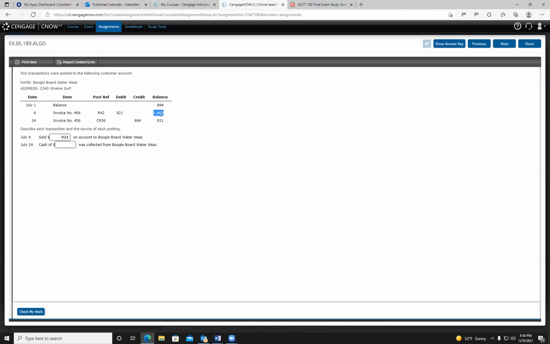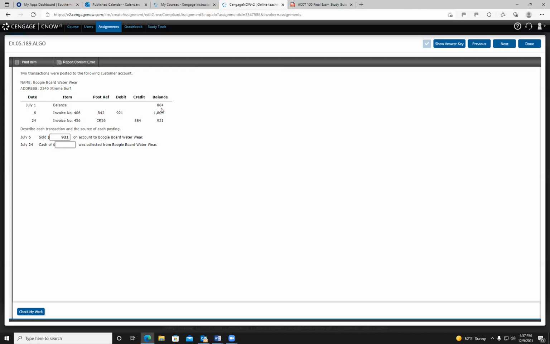So let's talk about the next transaction, on July 24th. We have an invoice number for reference, and our post reference is CR, that's our cash receipt, page 56. We see here a credit of $884. If we are crediting the accounts receivable account for Boogie Board Waterware, then our debit was to cash. If we're debiting cash and crediting accounts receivable, then this is a payment we received.